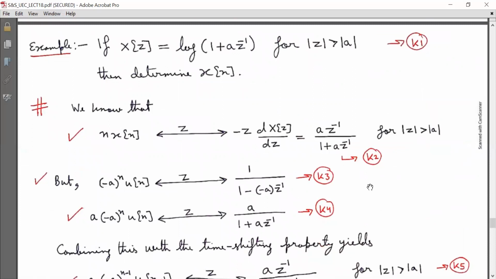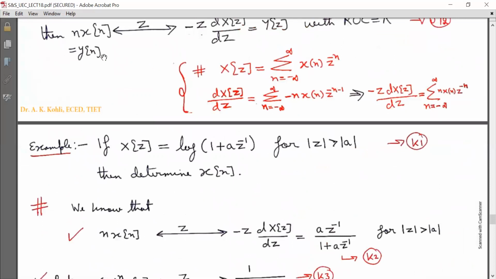Now we will do one example. If X(z) is equal to log(1 + a z^-1) with magnitude of z greater than magnitude of a as the ROC, then determine x[n]. We know that n x[n] has Z transform minus z dX(z)/dz. Just prove that.